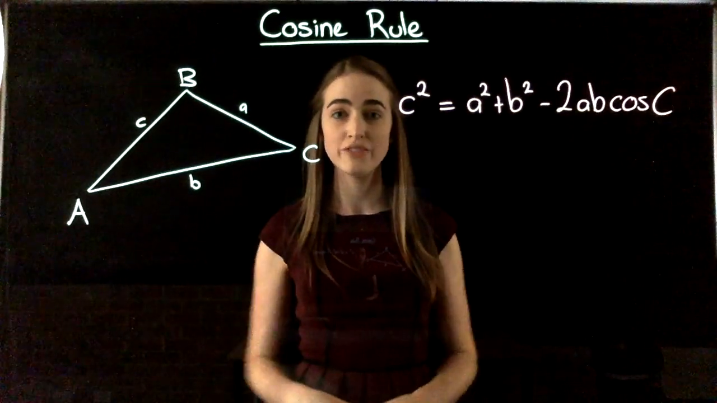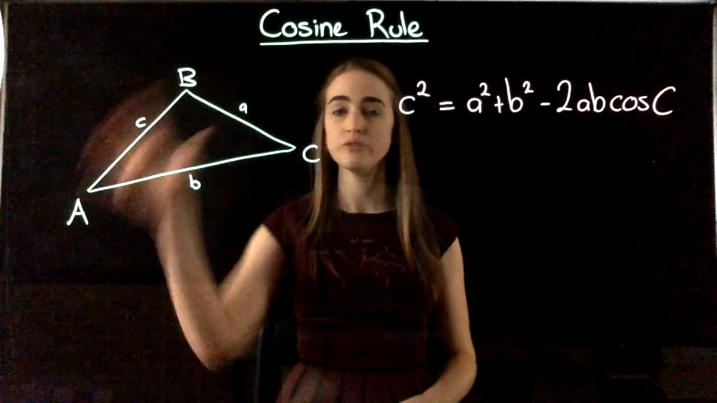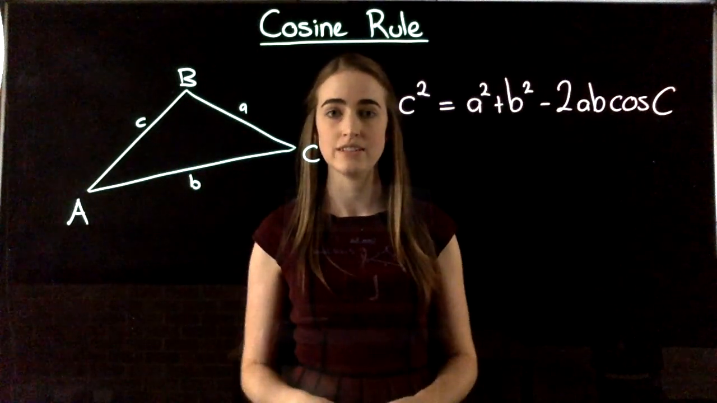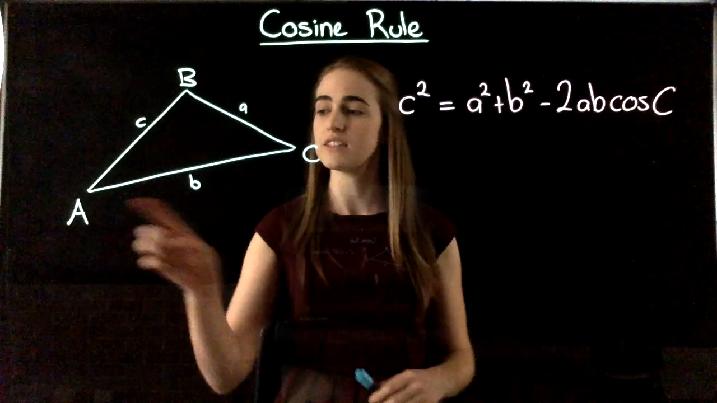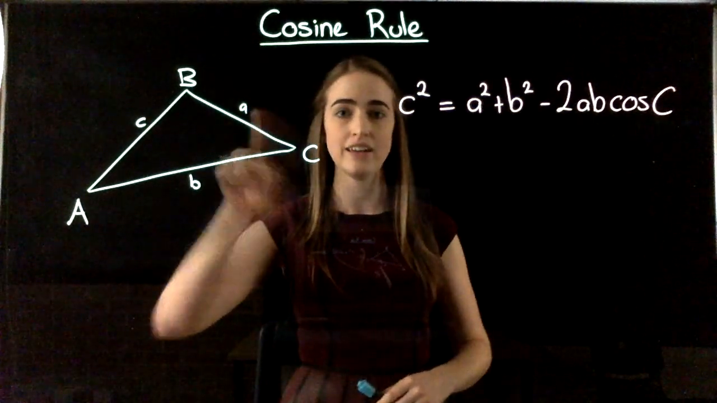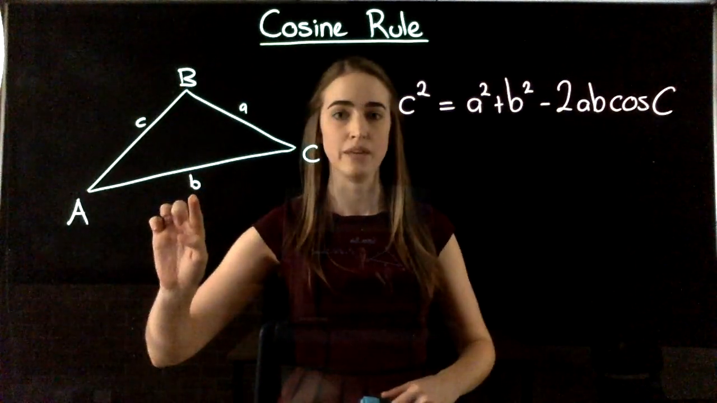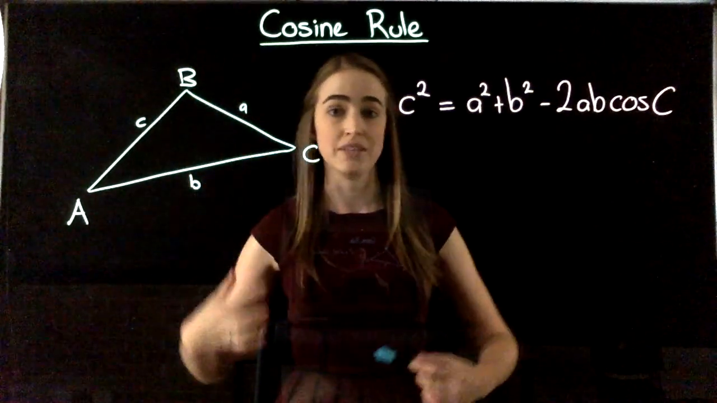In this video, I want to have a look at the cosine rule. So here we've got a non-right angle triangle and we've labelled all its sides and its vertices. It's important to notice that the side opposite angle A is little a, the side opposite angle C is little c, and the side opposite angle B is little b. So they're always opposite and they're named the same.